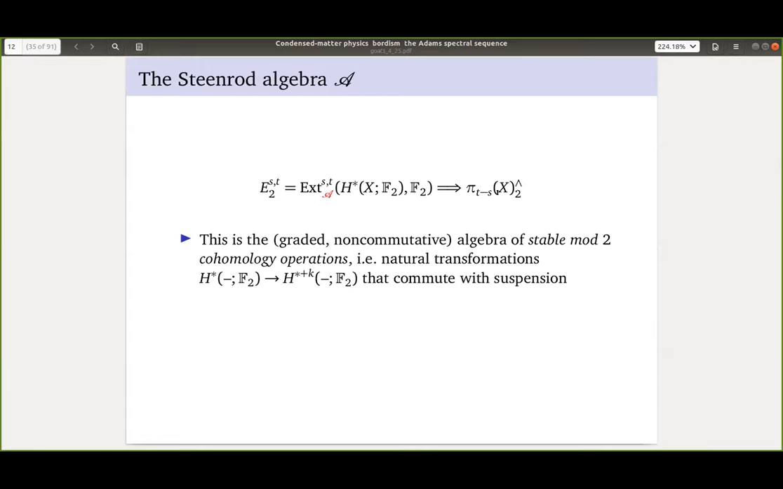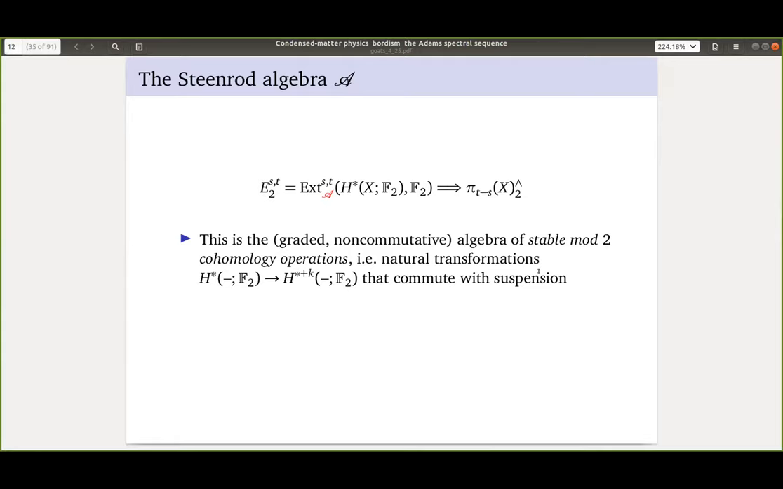So the first thing is the Steenrod algebra, which is denoted MathCal A. By definition, it is the algebra of stable mod 2 cohomology operations. What that means is, what are all of the things you can do to cohomology naturally? Given a mod 2 cohomology class, produce another one in a way that's compatible with pullback and with suspension.